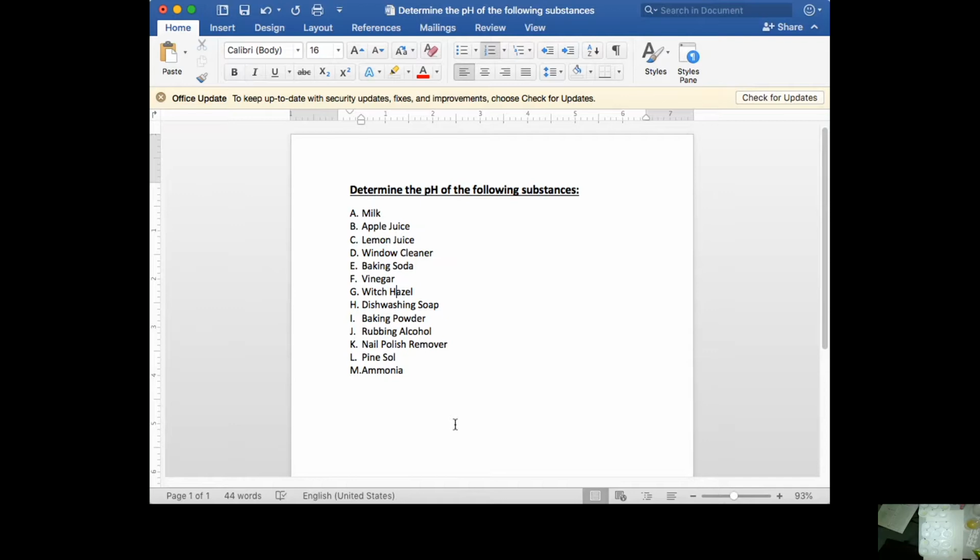Neutral, acids, bases. Where do those substances go? So is milk an acid or a base? What do you think?